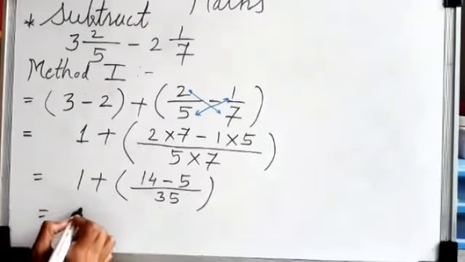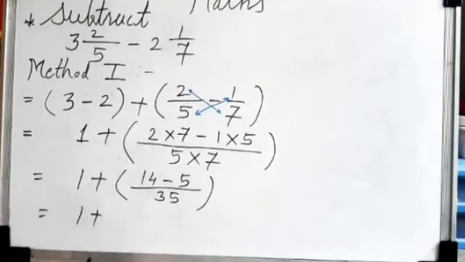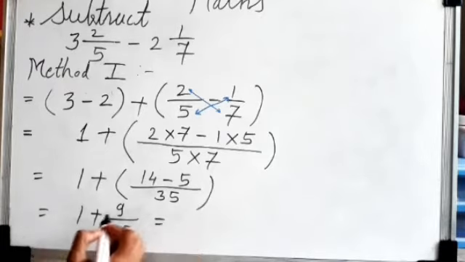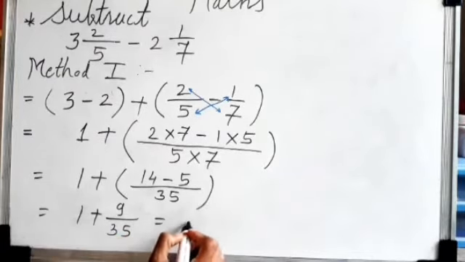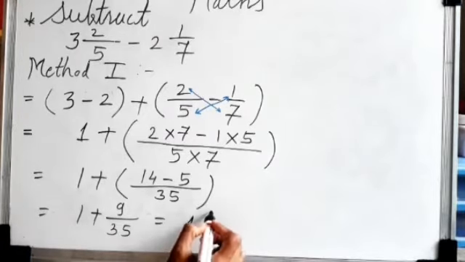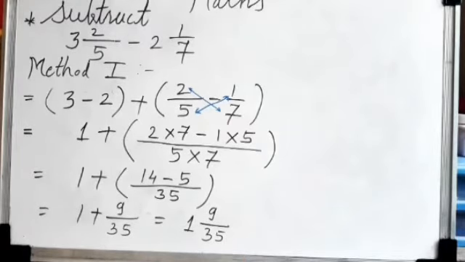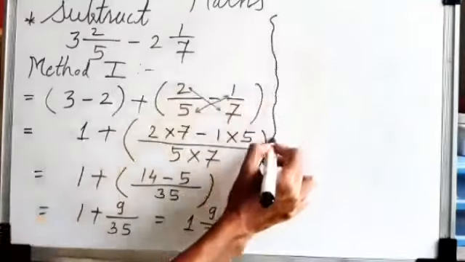Then next step: 1 plus 14 minus 5 is 9 upon 35. And in the last step, this addition sign in between you have to remove, and then you will write the final answer as 1 and 9 upon 35. This is all about the first method. Then let's see the second method also.